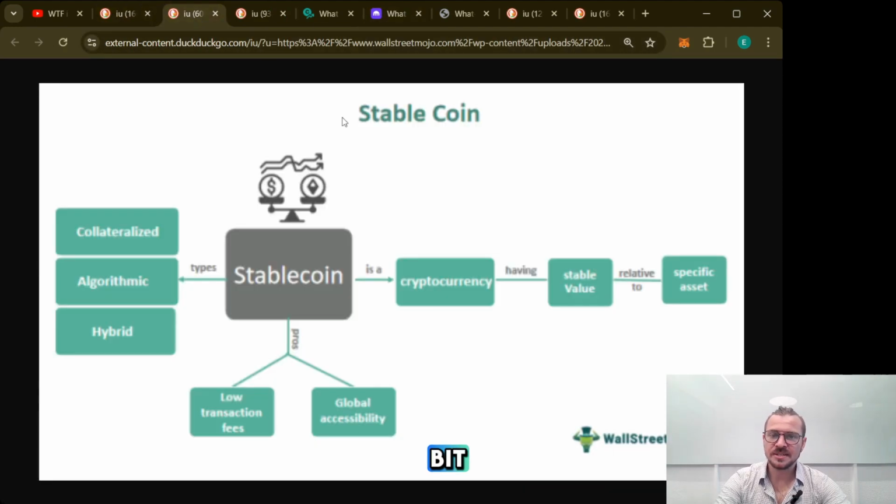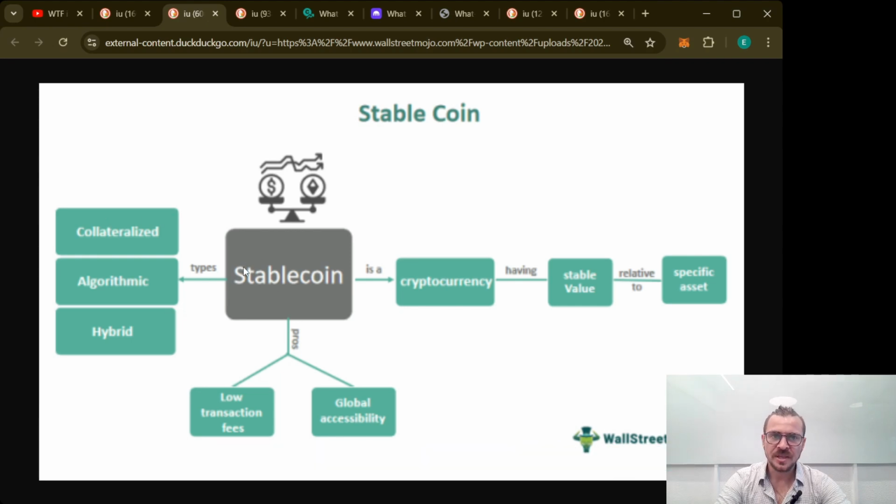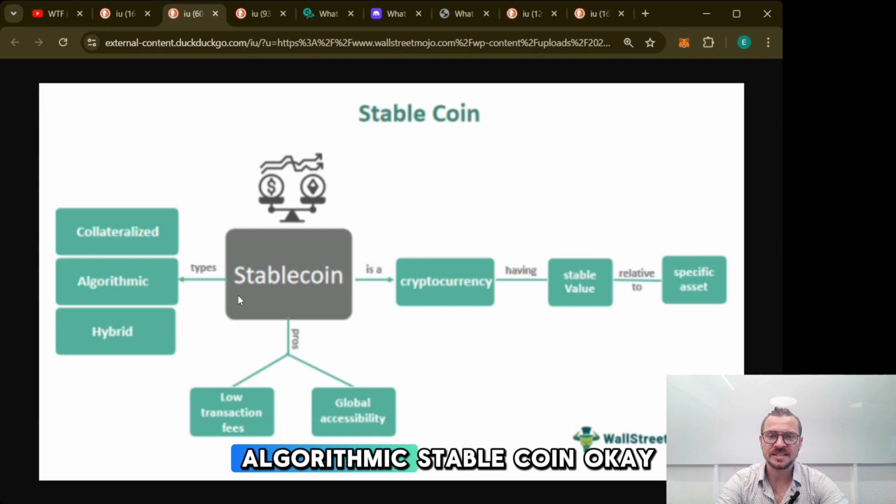I'll backtrack a little bit. So we talked about these collateralized stablecoins. What I will do right now is show you one example. We're not going to show you the example, but I will give you one historical example of an algorithmic stablecoin.